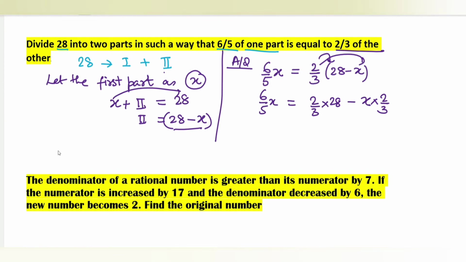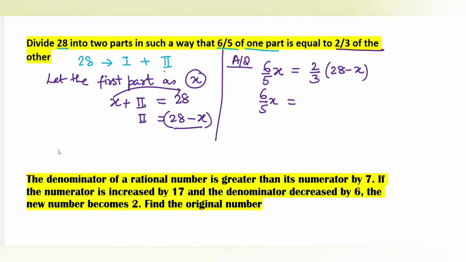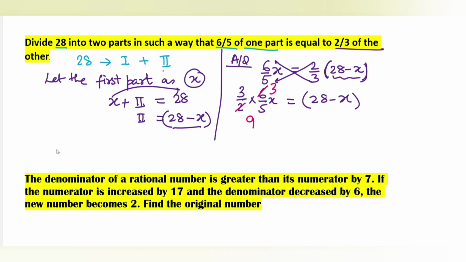Either you can distribute it and solve for x, or there is one more method. This is 2 upon 3. Bracket means multiplication. So this 3 will move with 6 and 2 will move down. So I'm going to reciprocate it. This will become 3 by 2. And this 28 minus x will remain here. Okay. So now cross cut it. It means 9x by 5 is equal to 28 minus x.